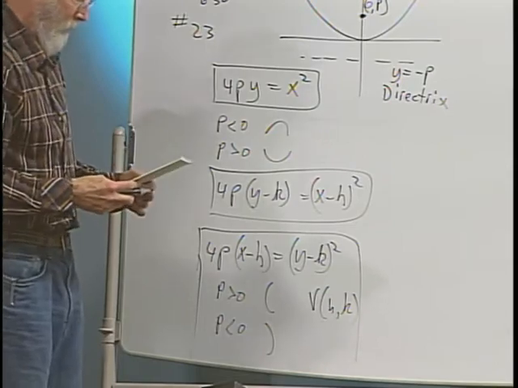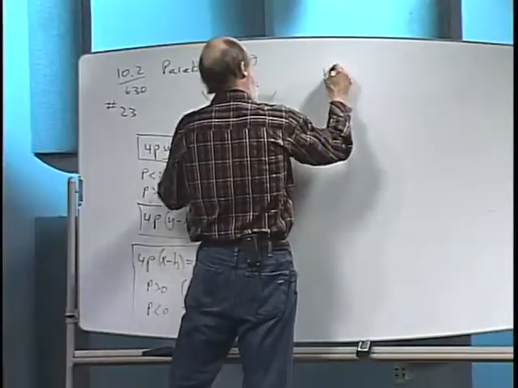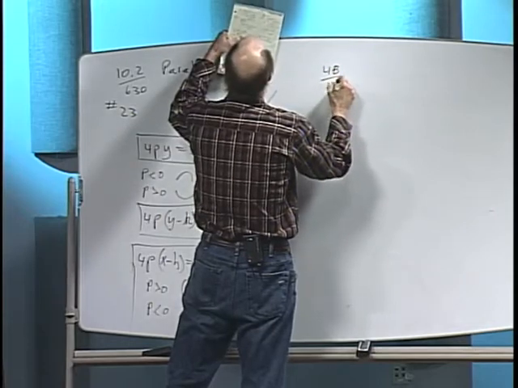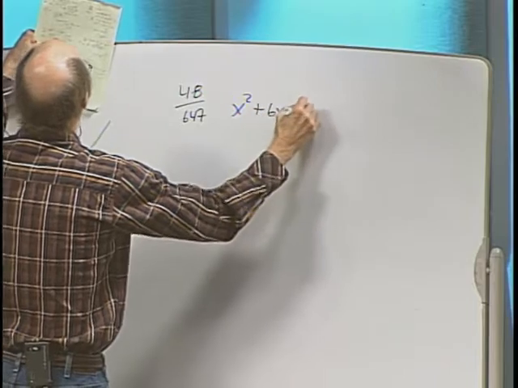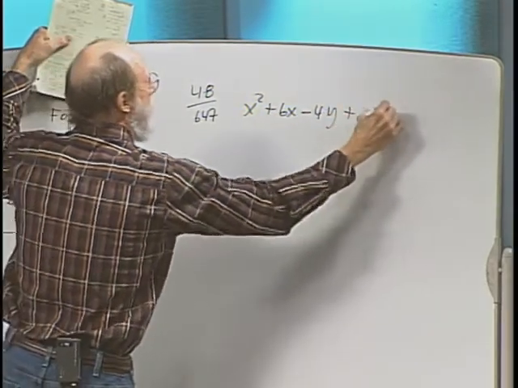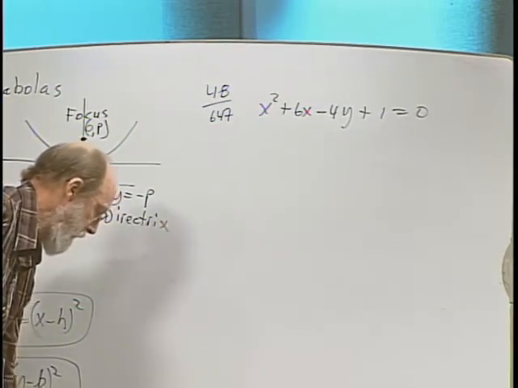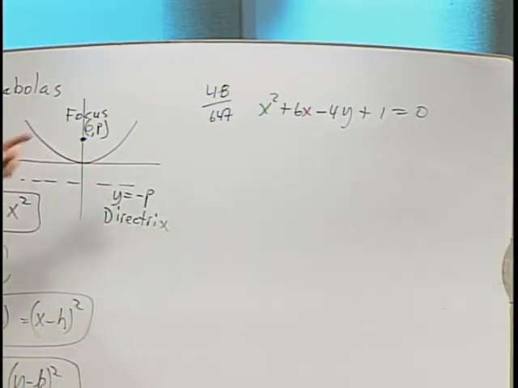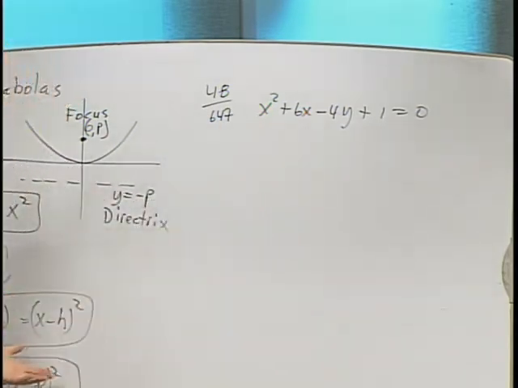Let's see. How about illustrating this with an example? Here's a problem from the book, number 48 on page 647: x squared plus 6x minus 4y plus 1 equals 0. More detail is available on this type of thing back in recording 23. So what we have to do is put this in the structural form that I just showed you.